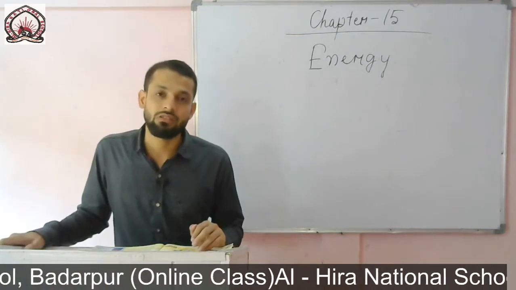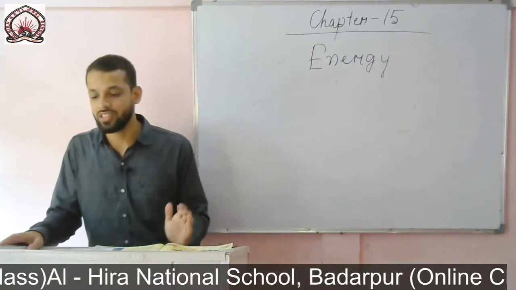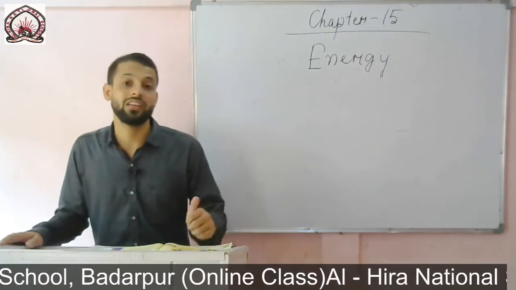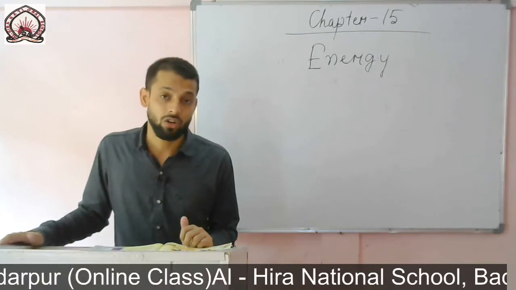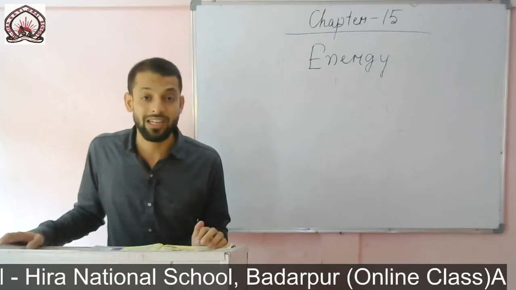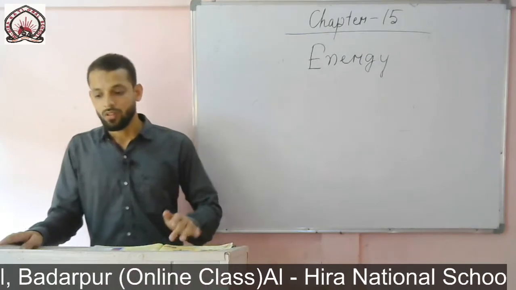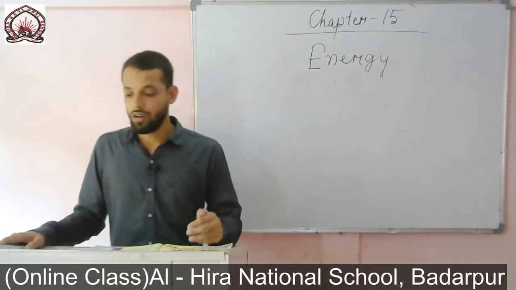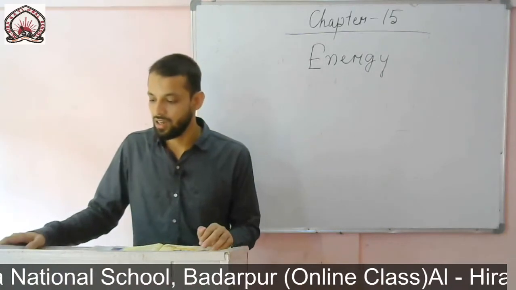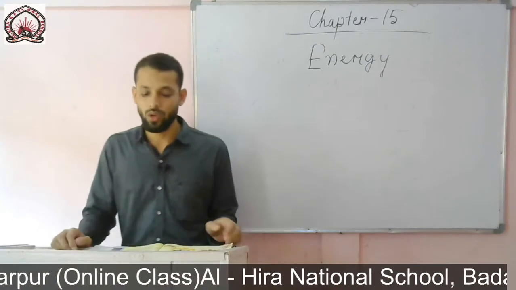So when we use the cell, the energy stored in it changes to electrical energy. That is why, as you have seen, when we use cells or batteries in a torch and switch it on, it gives us light. So we can say that the energy which is stored in the cell gets converted into electrical energy when we use it.